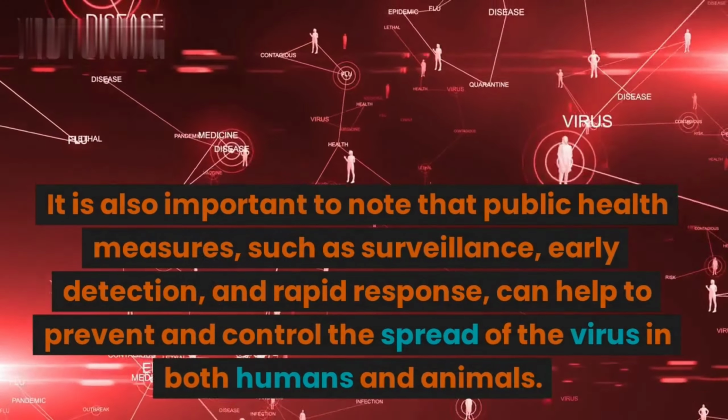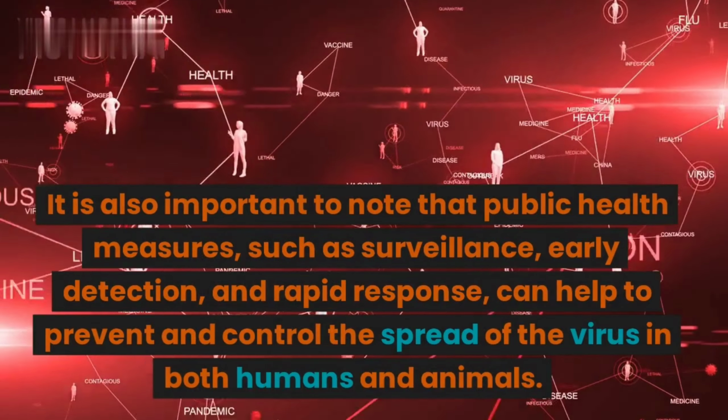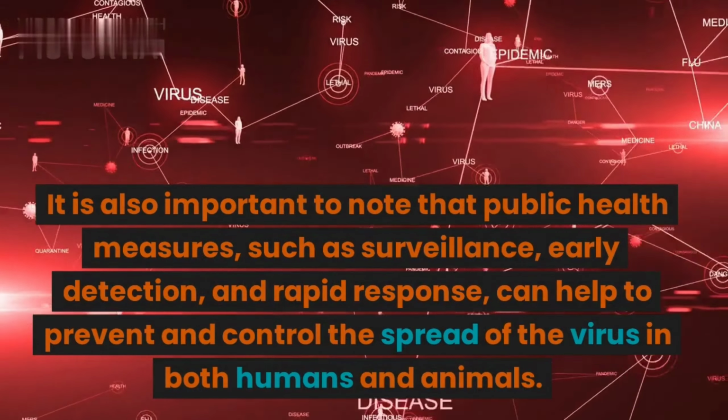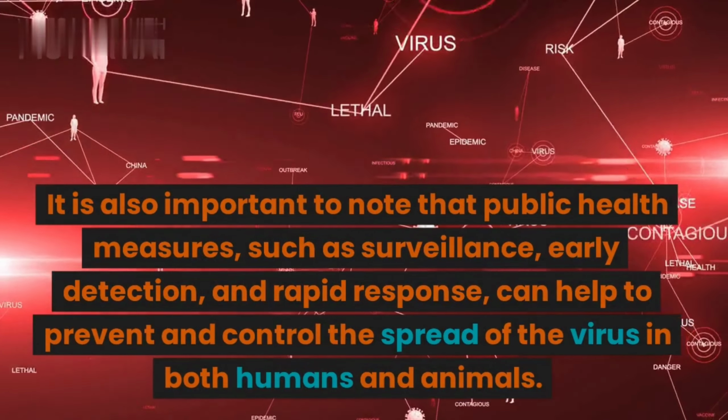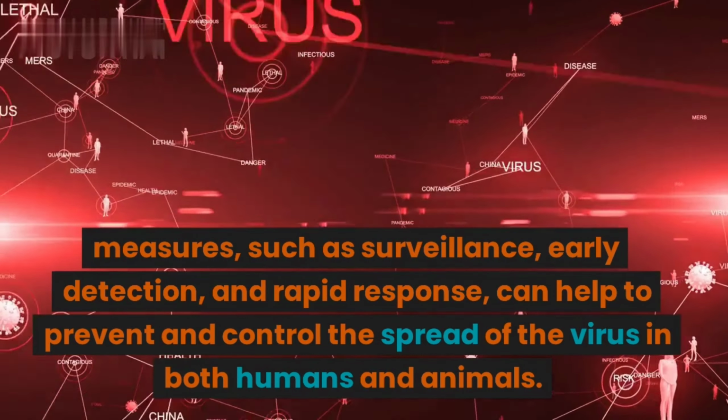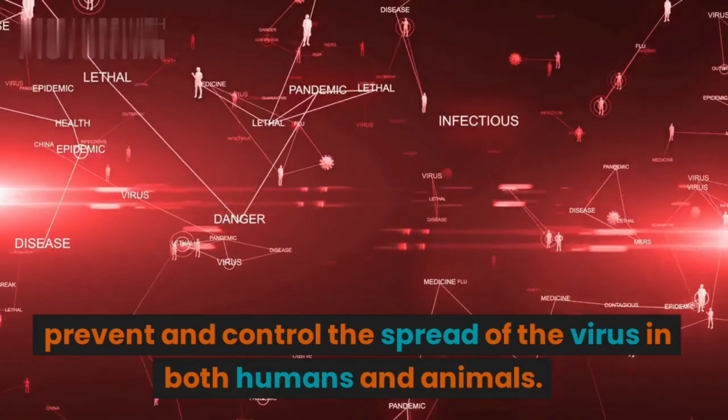It is also important to note that public health measures, such as surveillance, early detection, and rapid response, can help to prevent and control the spread of the virus in both humans and animals.